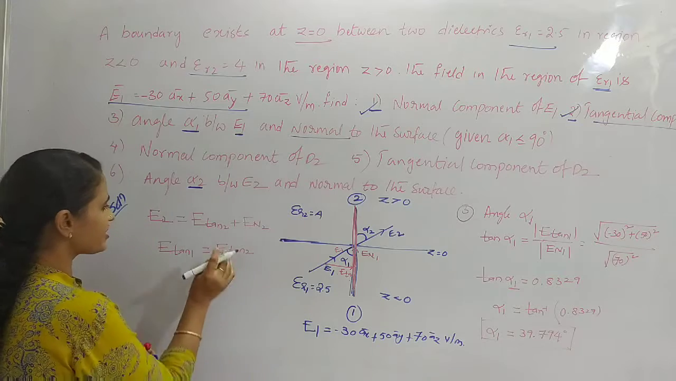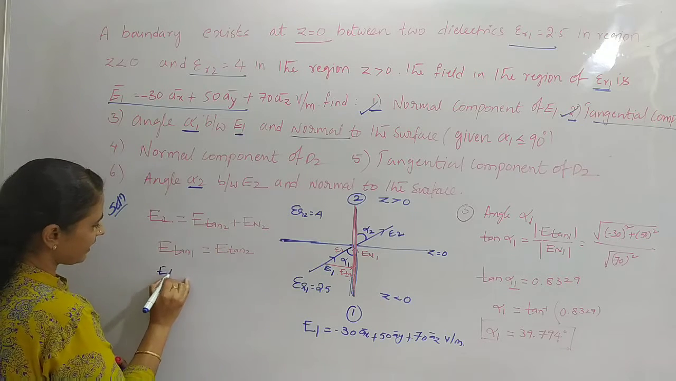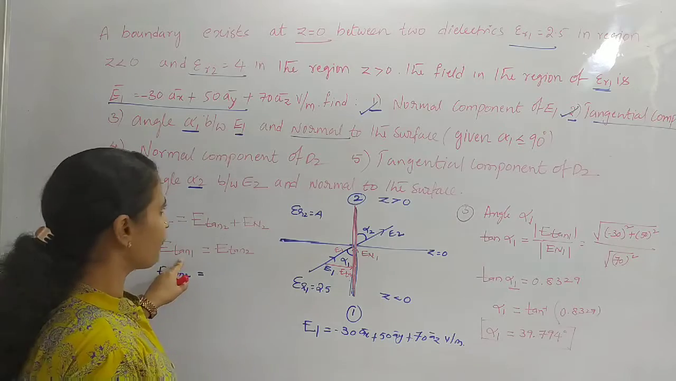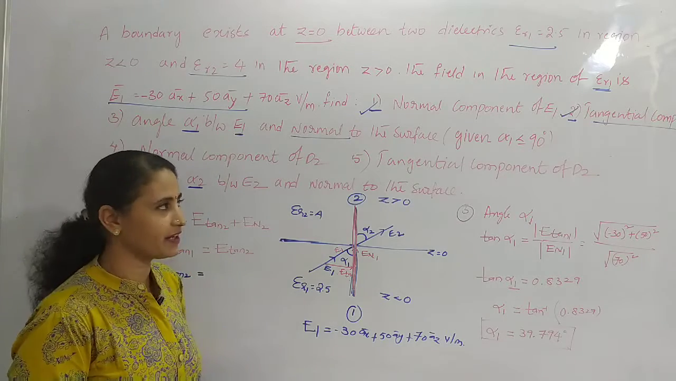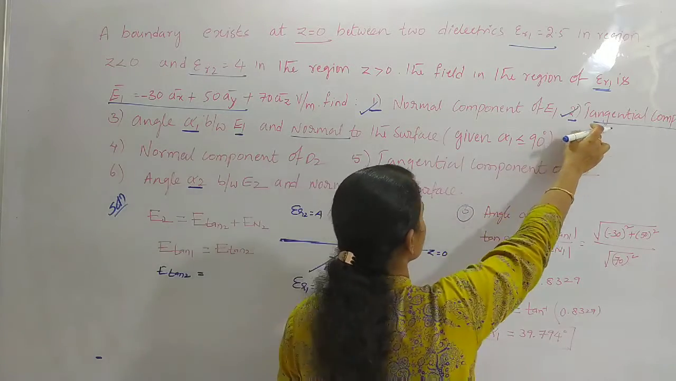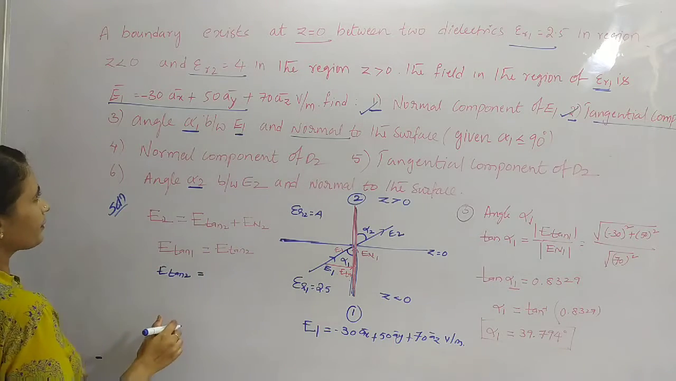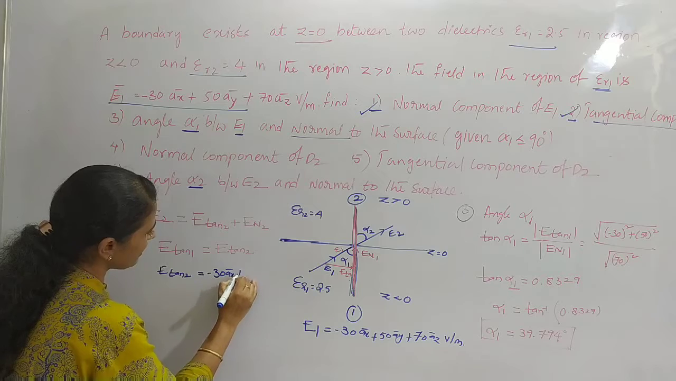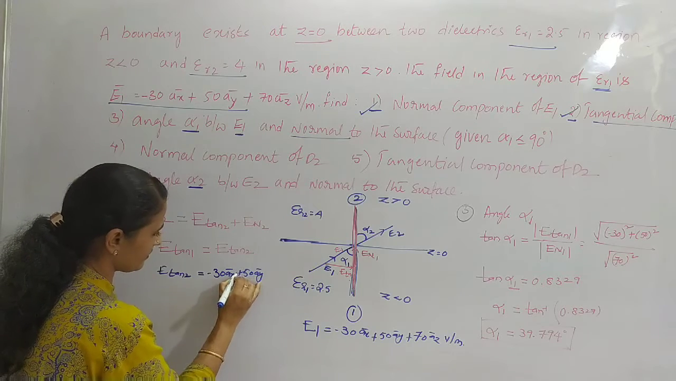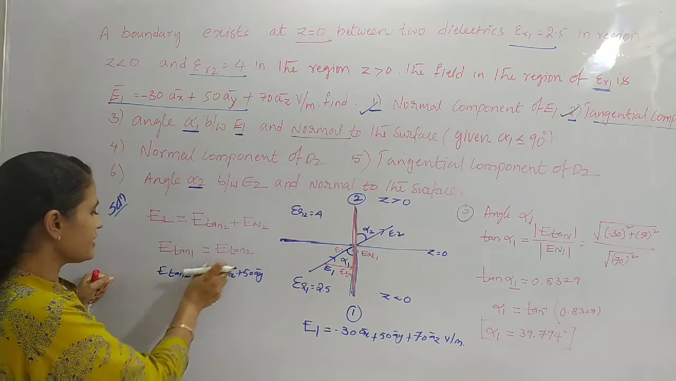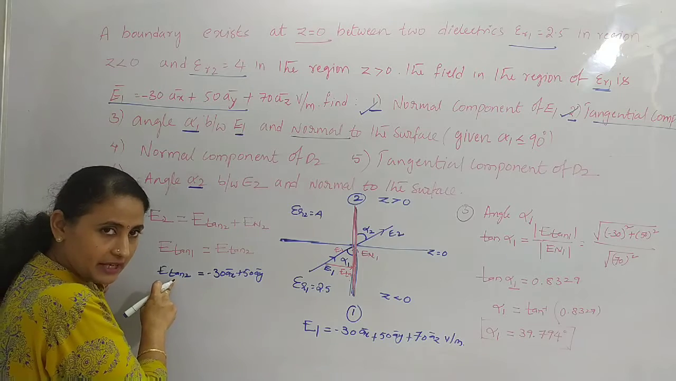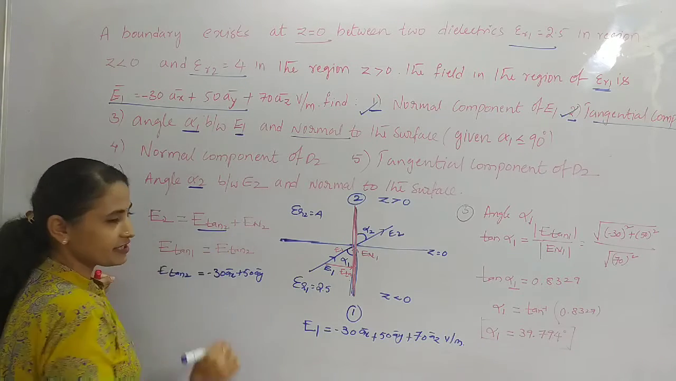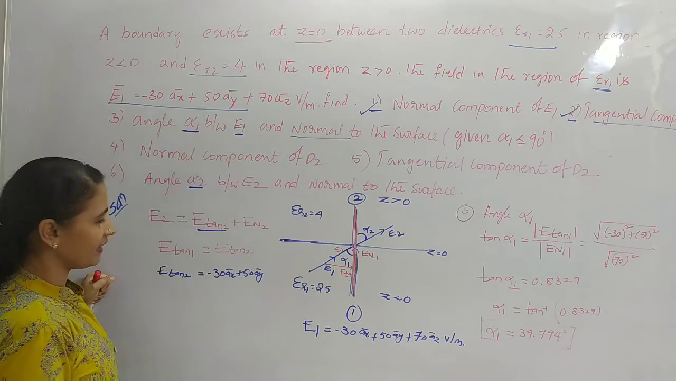Here we need the tangential component in the second medium, which is nothing but the tangential component in the first medium. What is the tangential component in the first medium? We obtained it in the second part of the question. It is minus 30 ax plus 50 ay. This is the tangential component in the second medium, which is the same as in the first medium. Yes, we got this one. Now let us find En2.